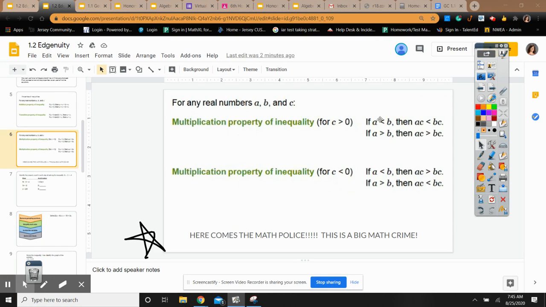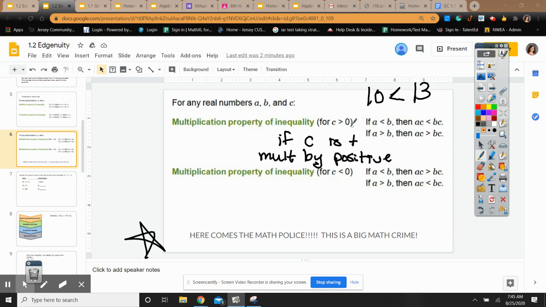But what this is saying is if you multiply, something weird might happen. So there's two cases. This is saying if C is greater than 0, if C is positive, which means you're multiplying by a positive number, I want you to see what happens. Okay, so 10 is less than 13. Everyone agrees with that? Let's say C is a positive number, let's say C is 2. If I multiply both sides by 2, I get 20 is less than 26, and there's no big deal. Kids do that correctly. That is not the problem.